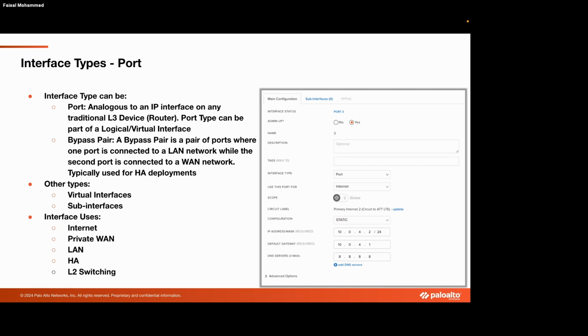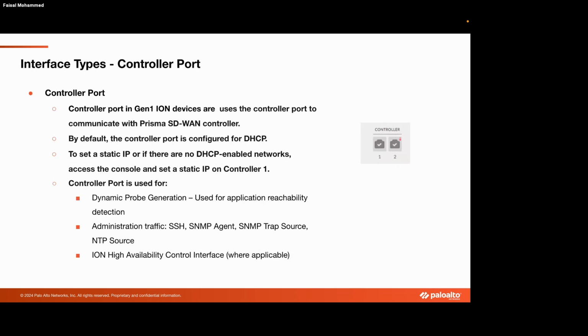A bypass pair is a pair of ports where one port is connected to the downstream and one port is connected to the upstream. So in a typical HA deployment, you will have the active ION where the internet circuit terminates on one of the ports of the bypass pair, and the other port goes down to the downstream device, which is the backup ION, for extending this connectivity from the active ION to the backup ION. Okay, the other types are virtual interface and sub interfaces. So primarily in the interface we have internet, private WAN, which is an MPLS interface, the LAN, HA, and L2 switching. The controller port. This port is applicable to the Gen 1 devices.